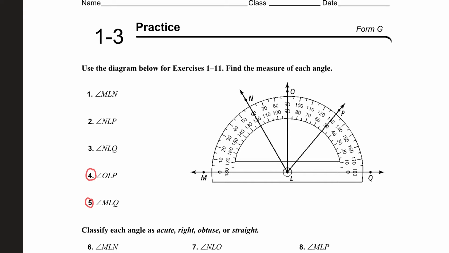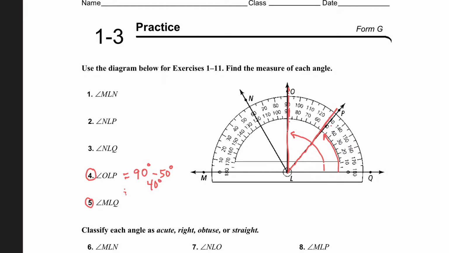find the measurement of angle O, L, OL, and P. We know that from the bottom of the protractor, from here to here is 50 degrees, and from here to here is 90. So all I would have to do is 90 minus 50, and that's going to give me 40. So it's 90 degrees minus 50 degrees, and that's going to give me 40 degrees.